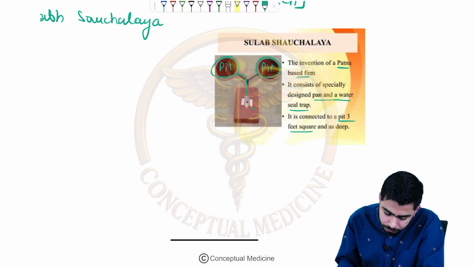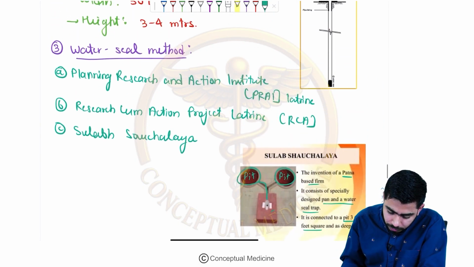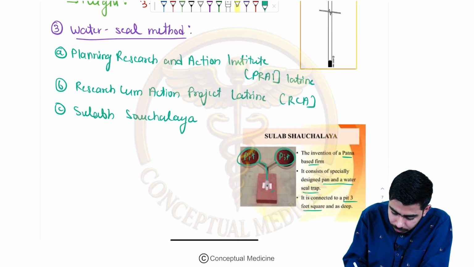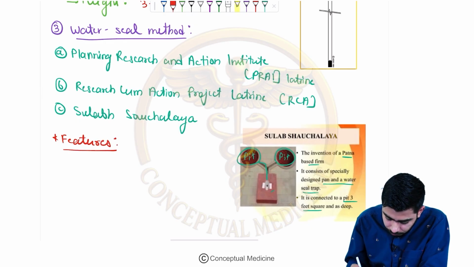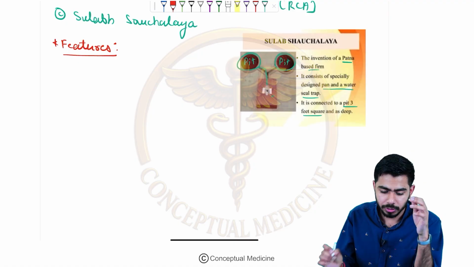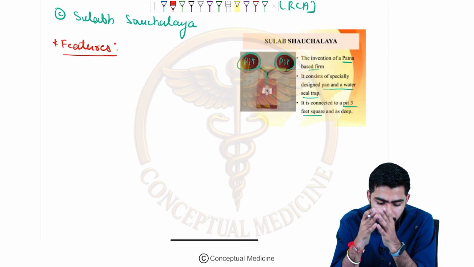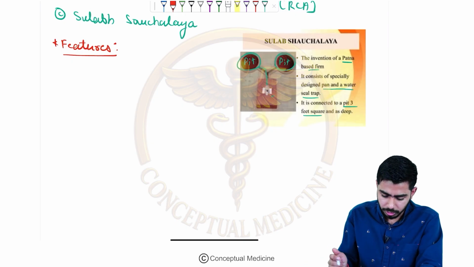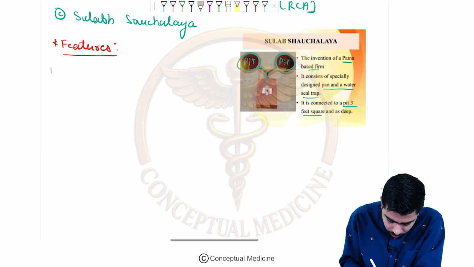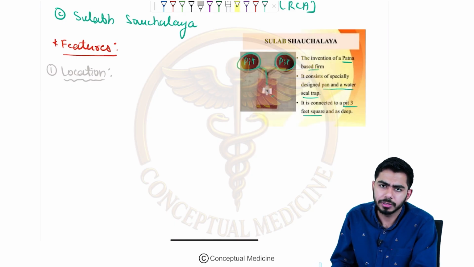Now let me talk about the features of this particular water seal method. That is very important for us to discuss, because very commonly they ask us the features of the water seal method. We are talking about what should be the location for this method, and there are several components of this system which we need to talk about. The very first one is the location of this water seal method.